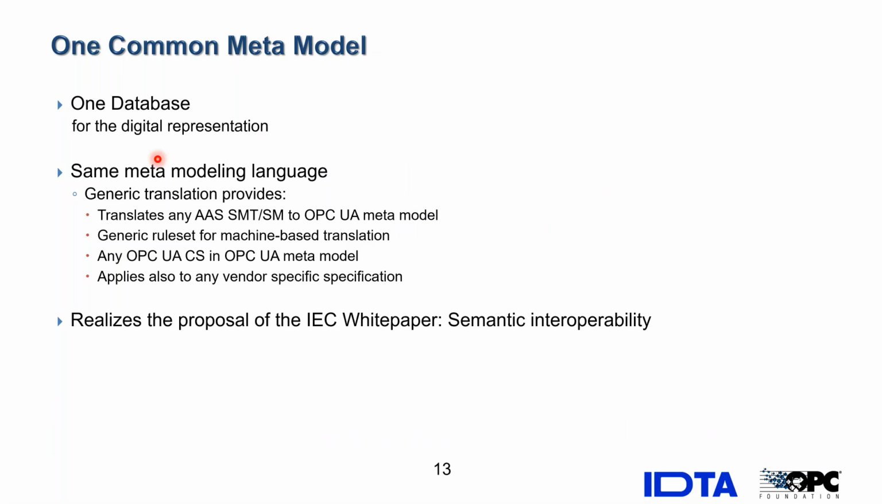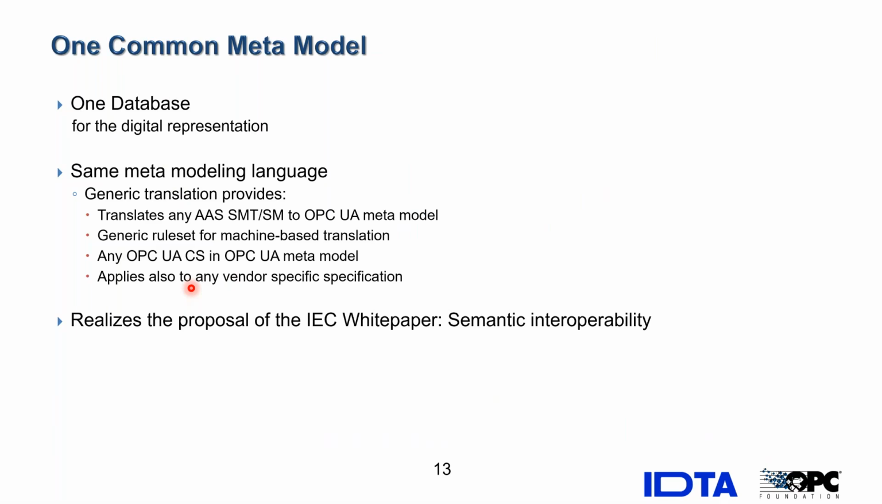And as I said, I want to repeat it because it's very important. We have one rule set and we get one translation, and this can be done automatically, and it is already done today in other POC. And this is not only true for the, let me say, well-defined companion specs and submodel templates that are there, but you can use the same technology to map also any vendor-specific specification. When you have it in an AAS form, you can bring it to OPC UA.